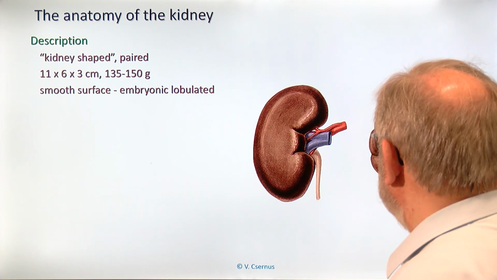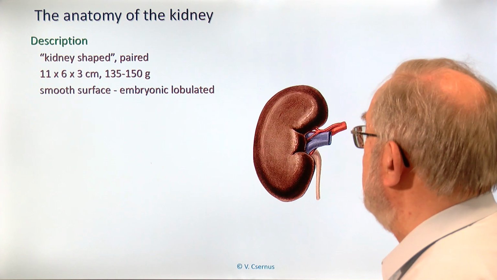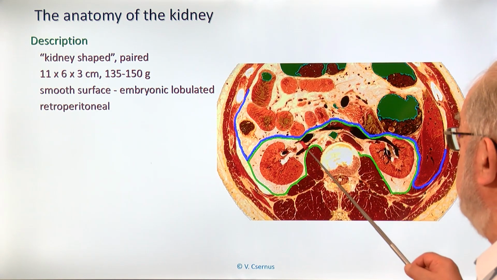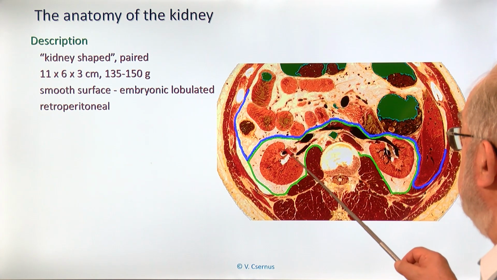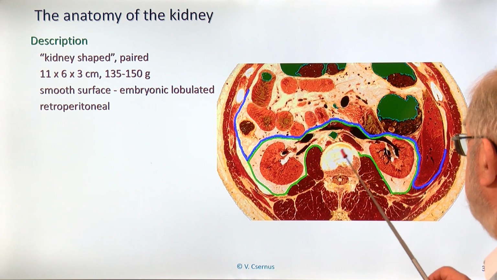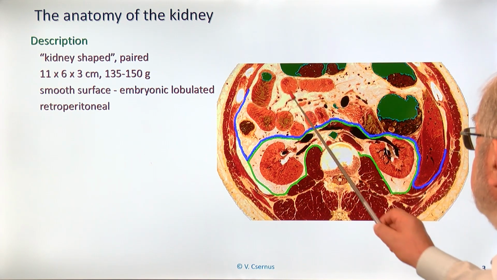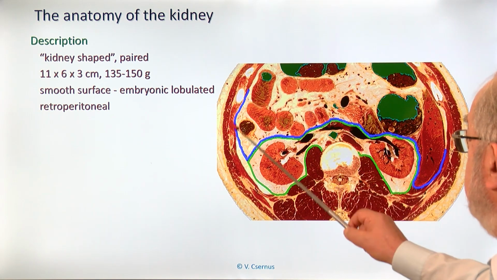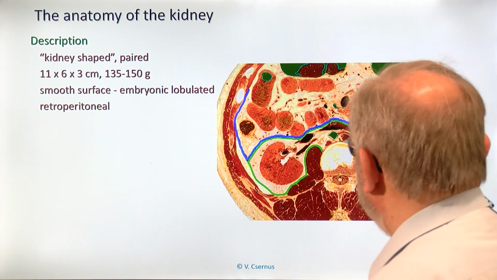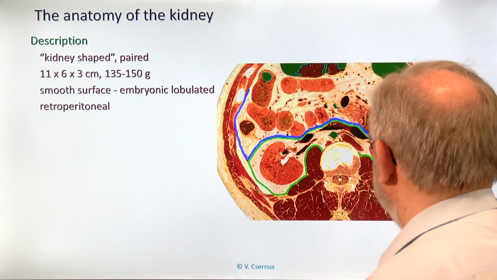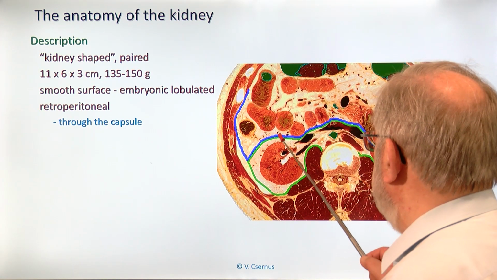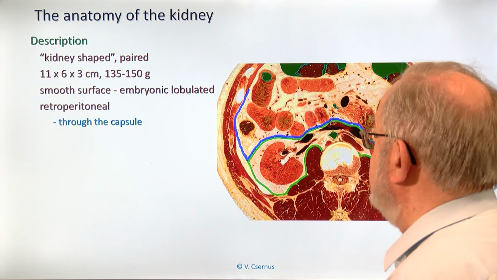In embryonic life, the kidney is lobulated. Sometimes it remains that way, but mostly it's smooth. It is located retroperitoneally. In this picture, a human slice, this is the vertebrae, this is the back, this is the front, this is the abdomen, these are the guts, and this blue line represents part of the parietal peritoneum, and the kidneys are nicely located behind it. They are not in contact with the peritoneum, just through their capsule.